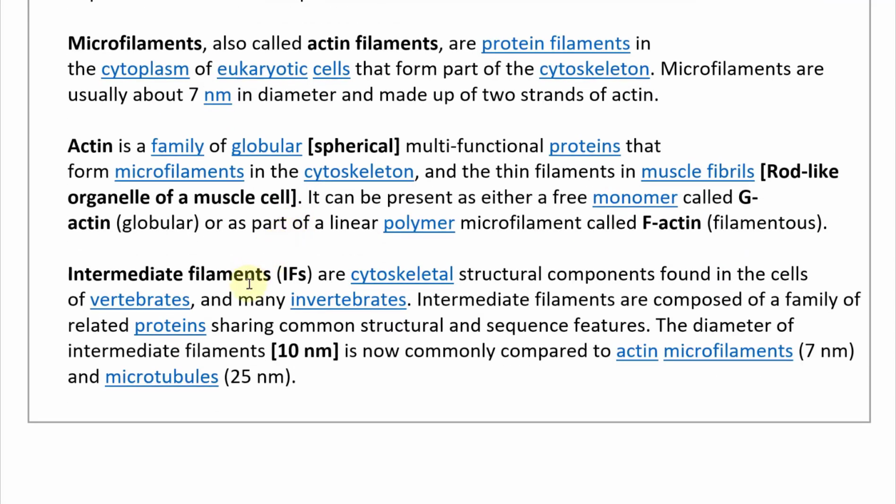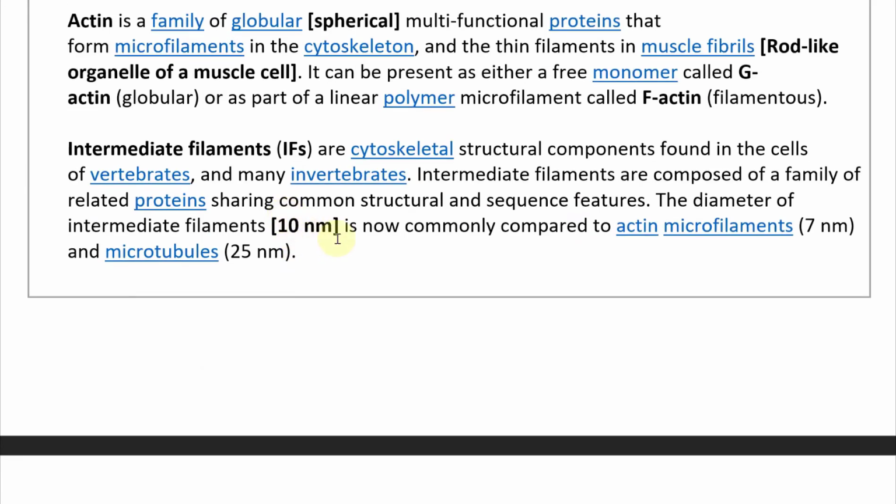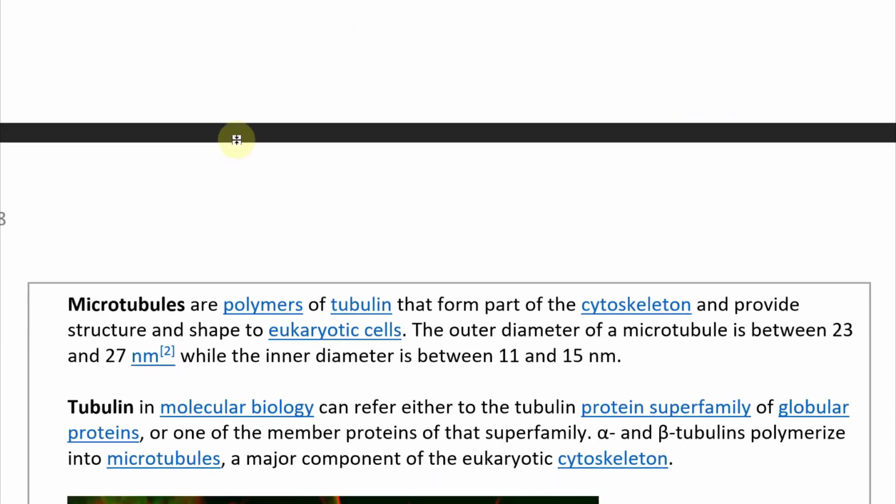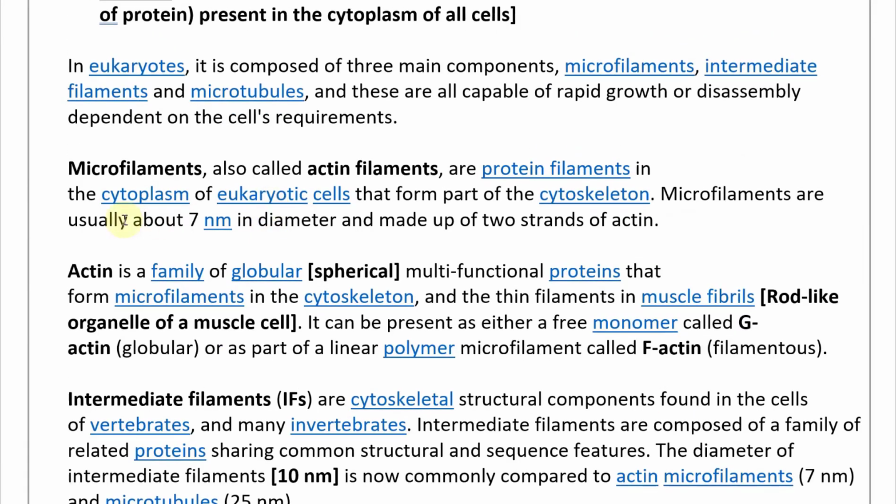Anyways, continue further. So intermediate filaments, or IFs, are cytoskeleton structural components found in the cells of vertebrates and many invertebrates. Intermediate filaments are composed of a family of related proteins sharing common structural and sequence features. The diameter of intermediate filaments is 10 nm, commonly compared to actin microfilaments, which are 7 nm, and microtubules, which are 25 nm. So the biggest key thing is the different sizes of these.